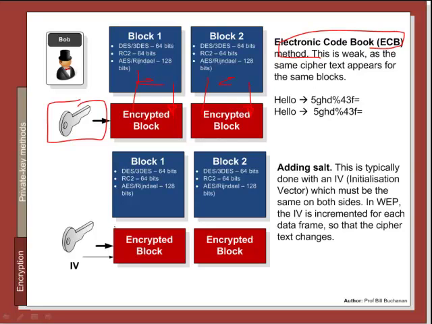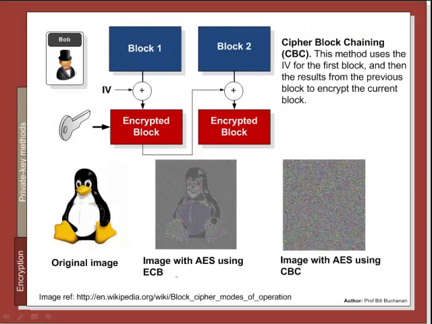An improved method is to add some salt, in this case with an initialization vector, so that the encrypted block was actually different. So this is the case of Web. The problem with this is that the initialization vector is not applied to the other blocks. So I can see a weakness in this.